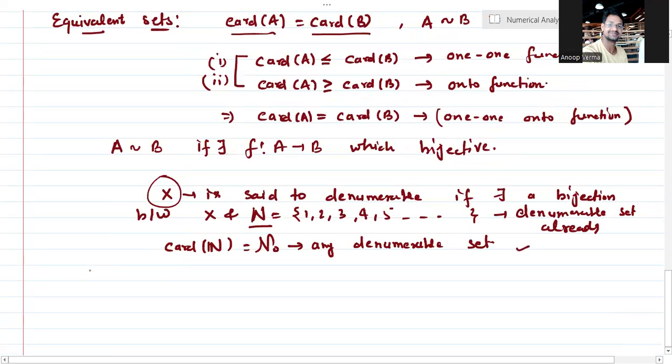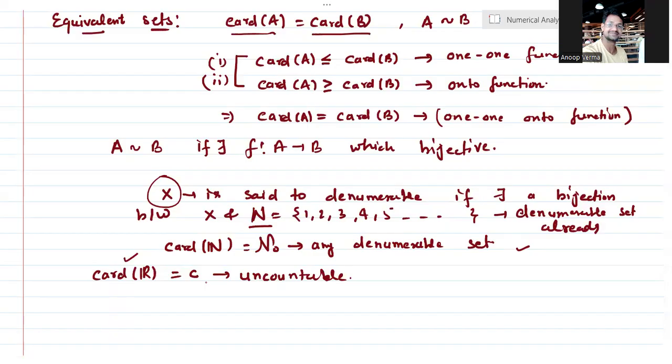Now we have the set of real numbers. The cardinality of the set of real numbers is defined to be C, and this is an uncountable set. Any set that has a bijection with R will have the cardinality C, and R is an uncountable set, which means that set will also be uncountable. So, according to the cardinal number, we are able to say whether a set is countable or uncountable.